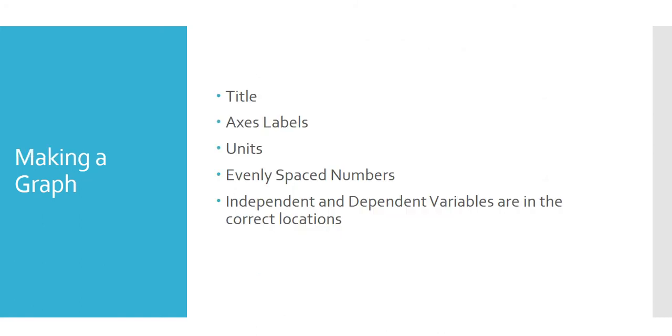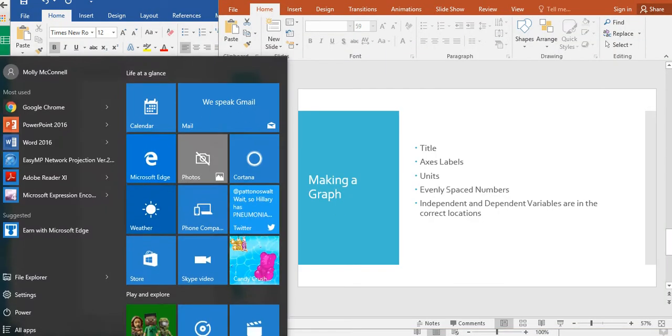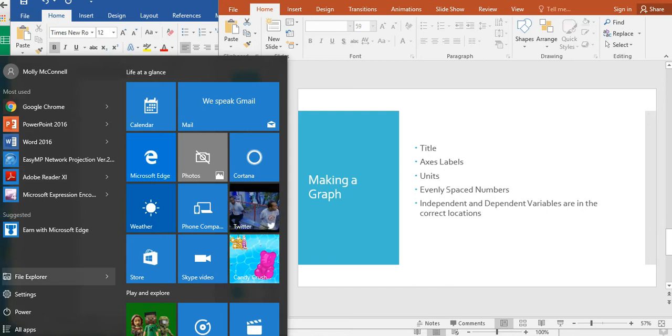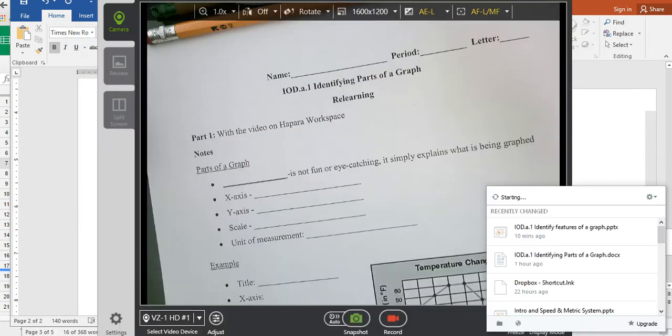Going to the next one, when we make a graph, we want to make sure that the graph has all of these things. So it has a title, axis labels, units, and evenly spaced numbers. So I'm going to open up my projector. All right, and we're back.